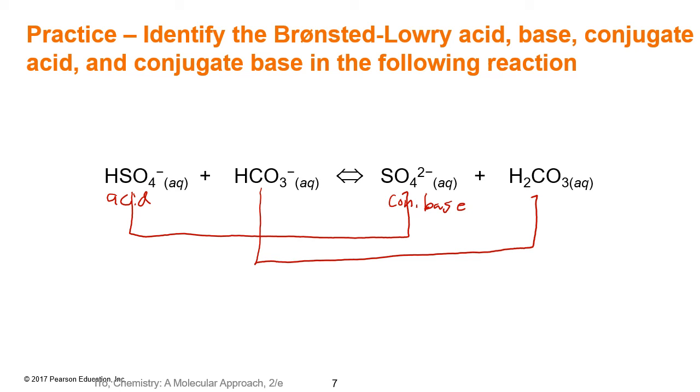The HCO3 is going to be the base, and it is going to become H2CO3, which is carbonic acid. It's our conjugate acid.